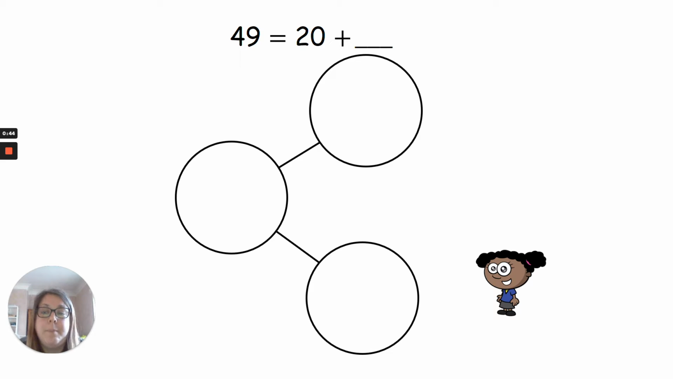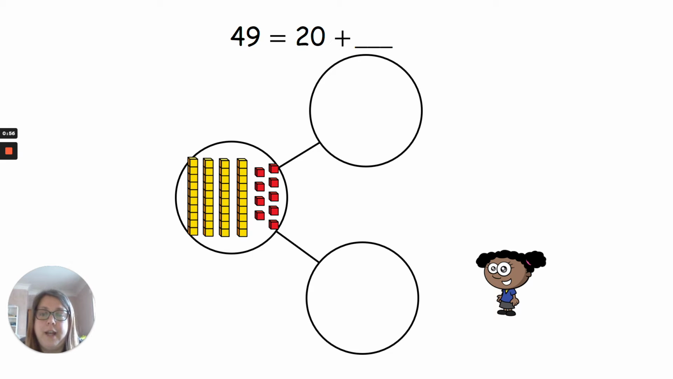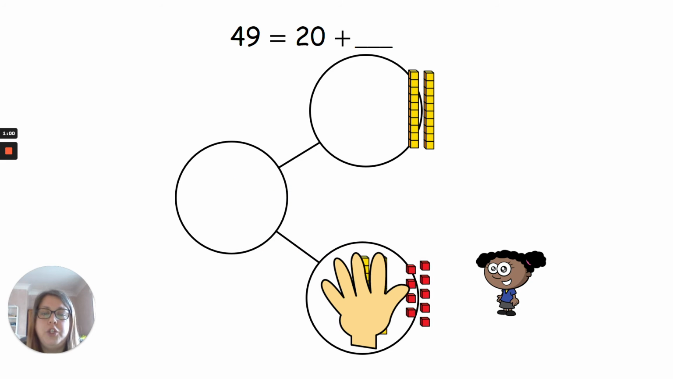So this is where our bond knowledge comes in really well. Knowing all of our bonds, where our double knowledge comes in, because we can use those facts to help us with these number sentences. So let's have a look at this one. So if 49 is made up of 20, and what other number?